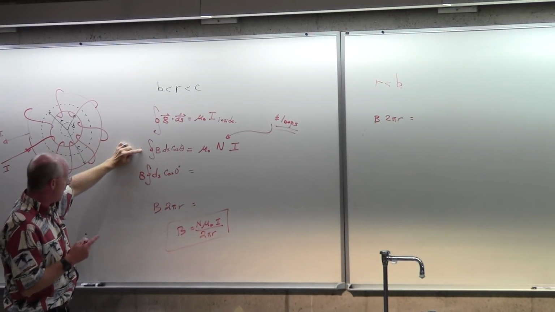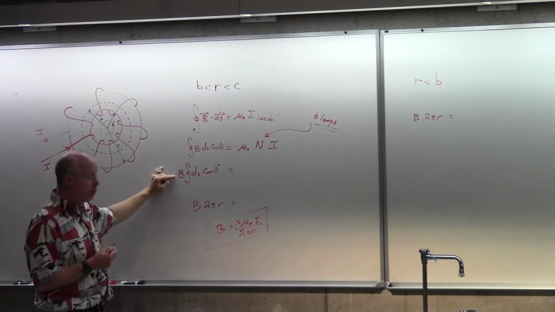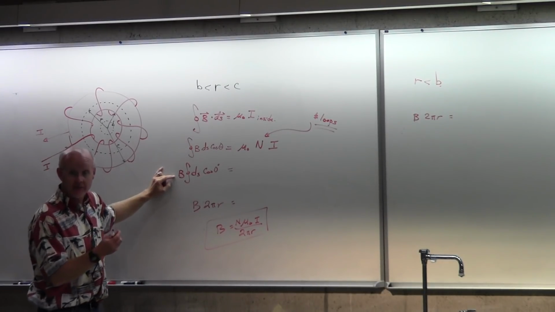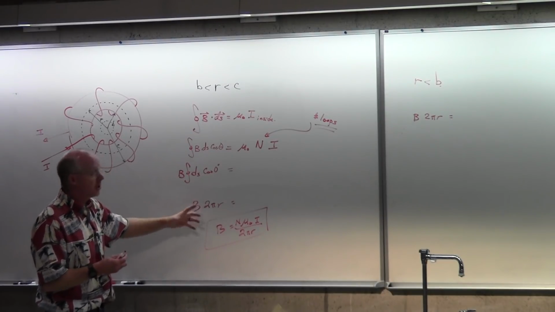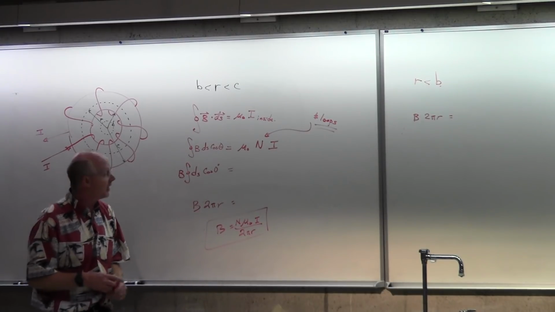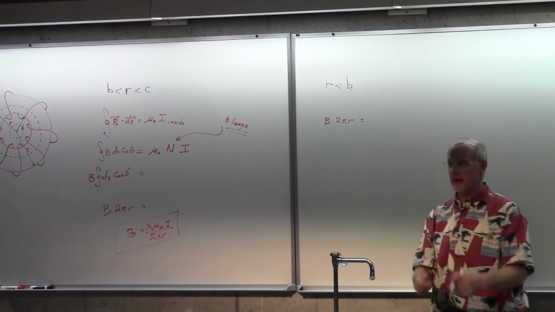I would take the dot product. I would take a symmetry argument that anywhere you go along that Amperian loop, the B field should be the same. I don't even know what it is, but I know it should be the same. And the angle should be 0, and so I still get the 2 pi r. Okay, fair enough. How about the other side? How much current goes through my Amperian loop?